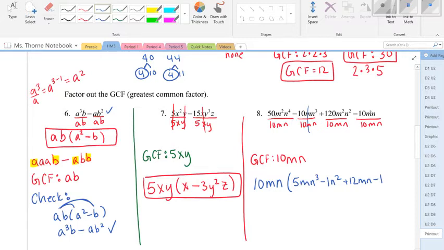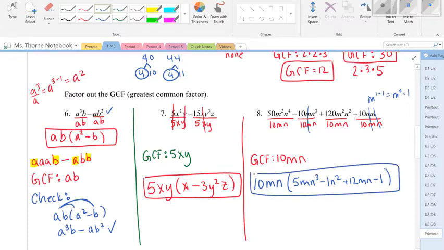Because if you'll notice, m over m would be 1 minus 1, which is 0. Anything to the 0 power is 1. I'm showing you why it gives you 1, because it's m to the 0 power, which is just 1. So those cancel out and those cancel out. So here we do need to make sure we have that placeholder because there are no variables. So this would be my final answer.